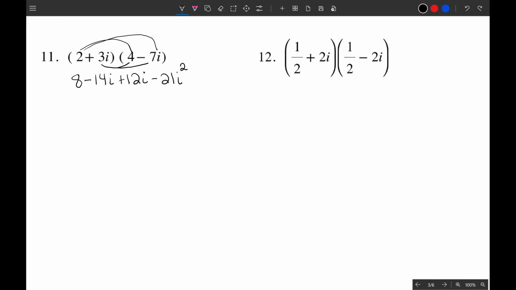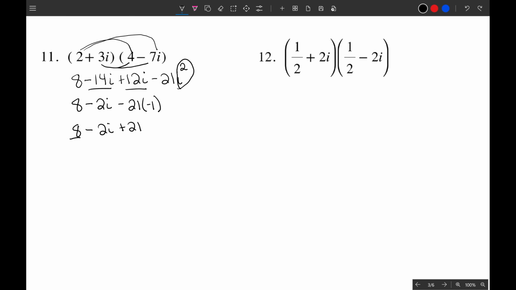So 8, again, no like terms as of yet. Negative 14i and positive 12i will go together to make negative 2i. And then we have to replace this i squared with negative 1. So we have negative 21 times negative 1. Now I have 8 minus 2i. Negative 21 times negative 1 is positive 21.